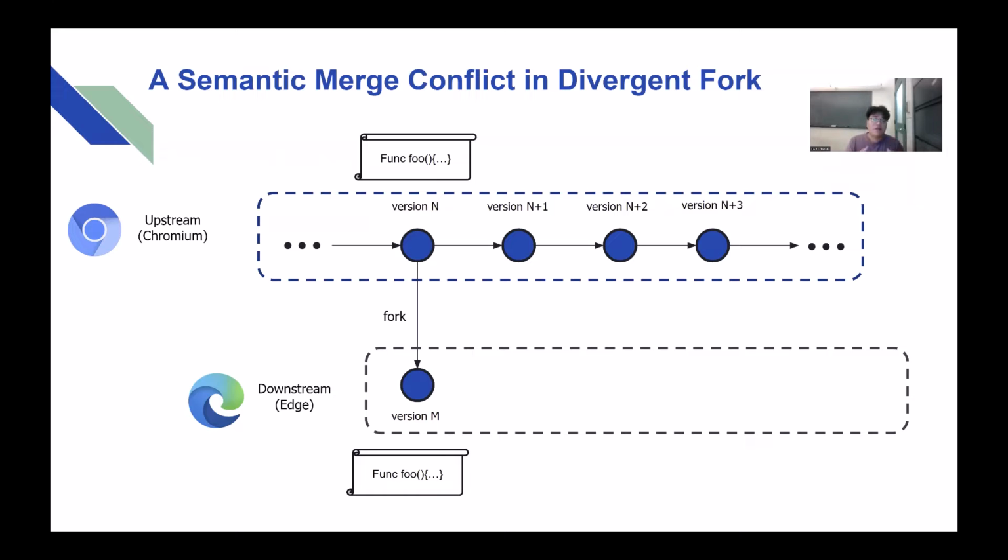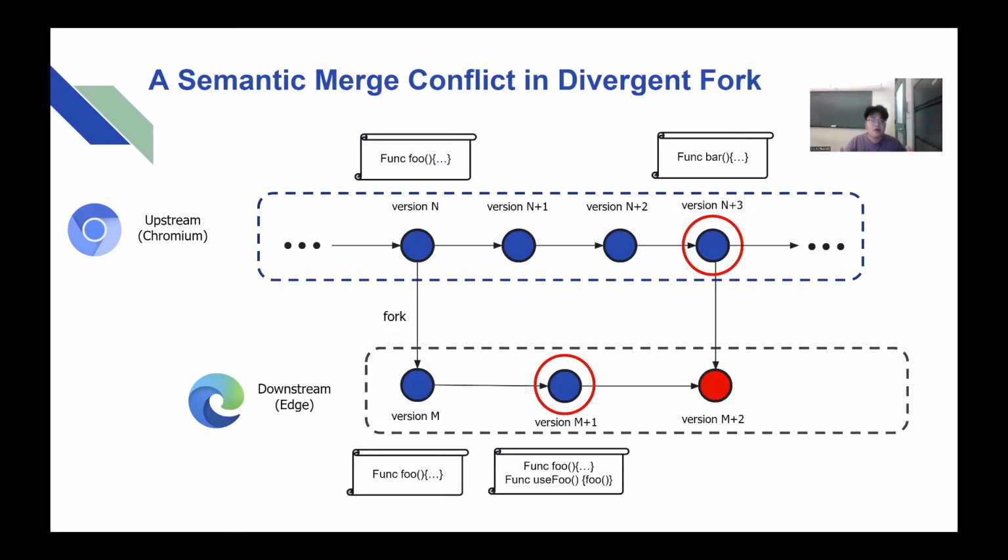For example, here the function foo was first initialized in the upstream, and then it was forked in the downstream. As time goes by, those two branches are developing individually, and the function foo was renamed to bar in the upstream. At the same time, in the downstream, they found it interesting, so they use another useful function that calls the function foo. When they try to merge this code, this is going to happen. The merged code could be produced, because there is no textual merge conflict. However, if you want to run the code, you will find there is a compiler error. It cannot find a function definition for foo.